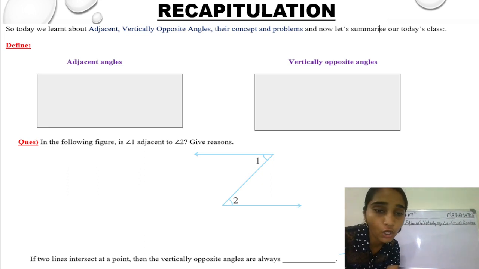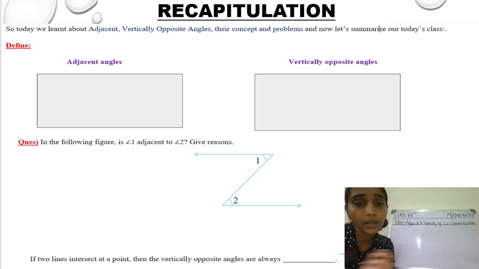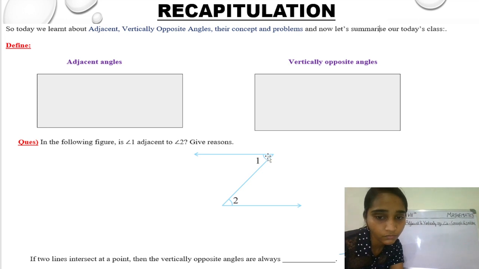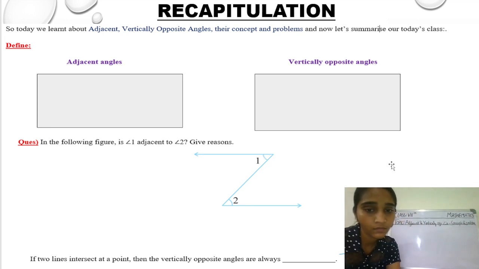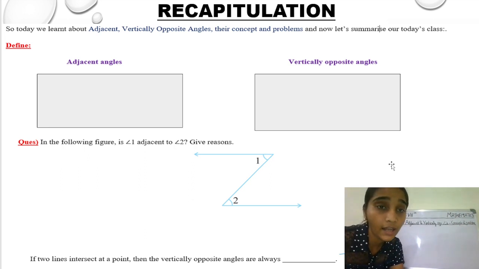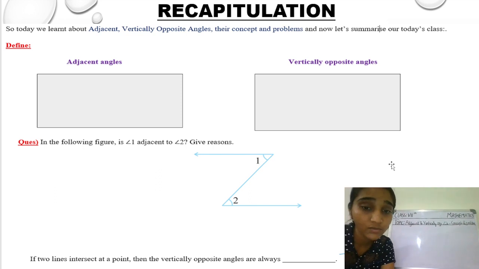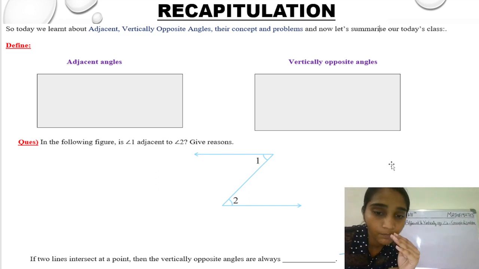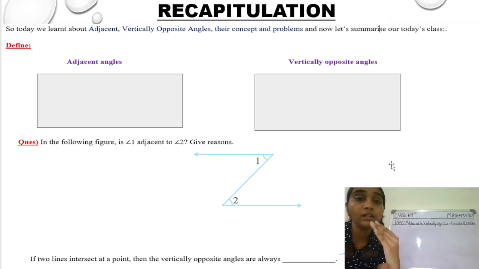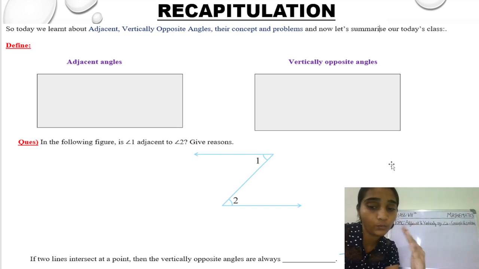So students, in the following figure, is angle 1 adjacent to angle 2? What do you say? Yes, they are adjacent to each other. Why? Because you can see that they have the non-common arms on either side of the common arm, and they are sharing one common arm also, so we can say that yes, angle 1 is adjacent to angle 2.